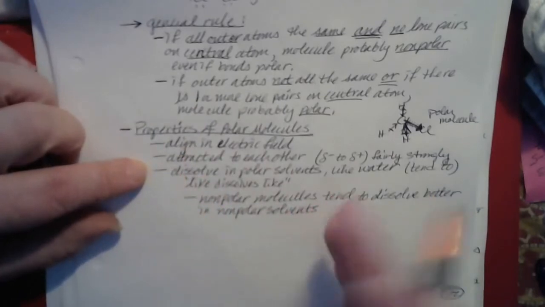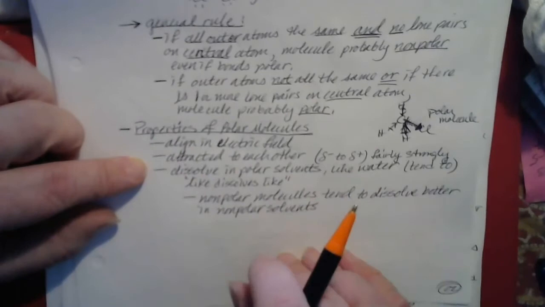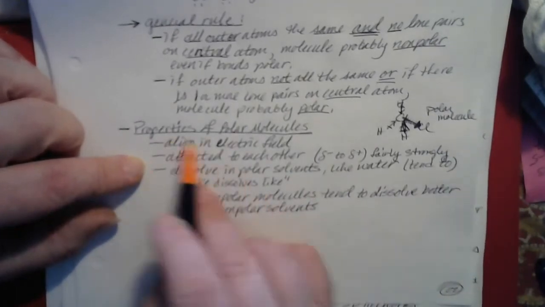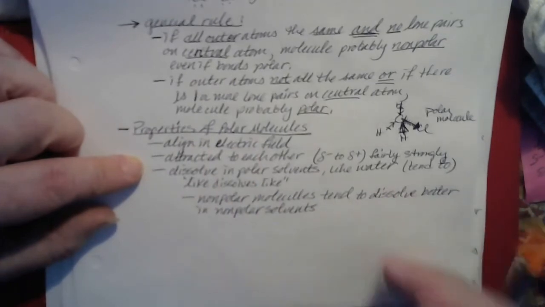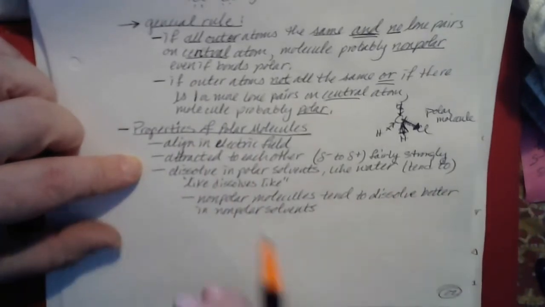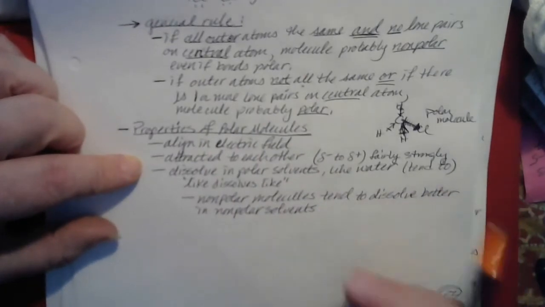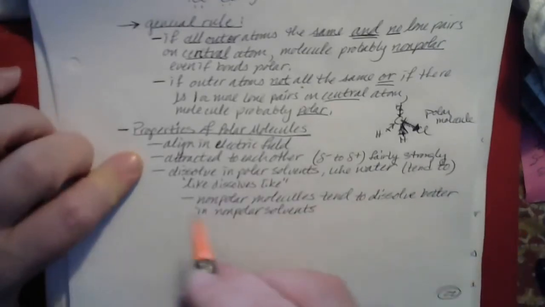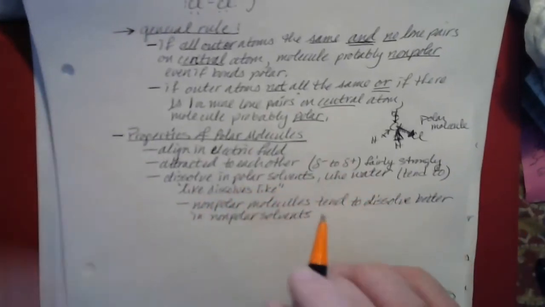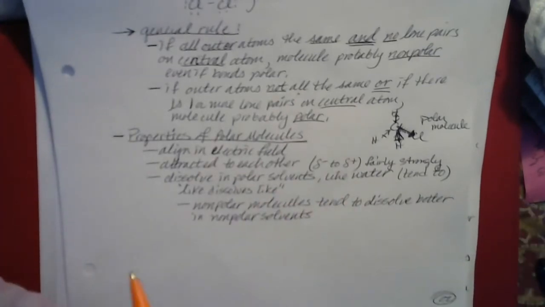Also, when trying to dissolve something, we use the phrase "like dissolves like," just meaning that polar molecules tend to dissolve in polar solvents like water, and nonpolar molecules tend to dissolve in nonpolar solvents like, say, benzene or gasoline or something like that. So something polar like, say, ammonia will dissolve very well in water, which is basically how they make Windex.